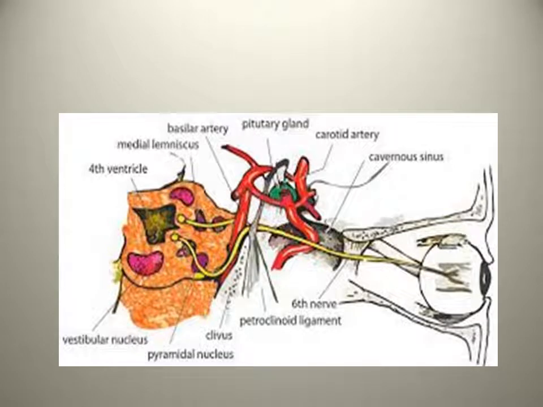This is a review of the anatomy of the abducent nerve. As you can see, the nuclei lie in the pons. They are ventral to the fourth ventricle, and this is the relation between the nerve and the bone. Then it passes to the cavernous sinus, reaching then the lateral rectus.